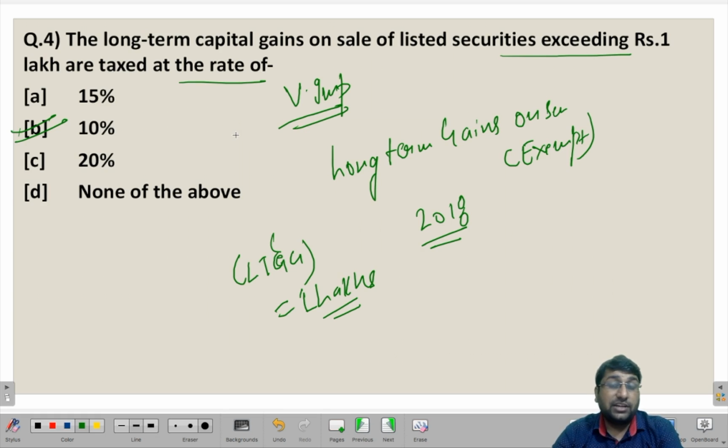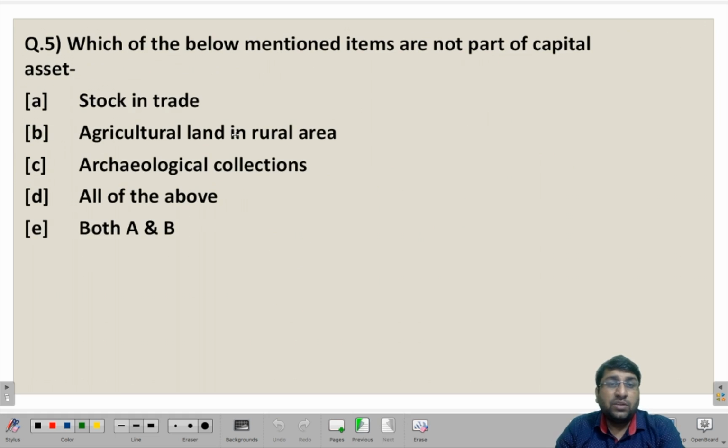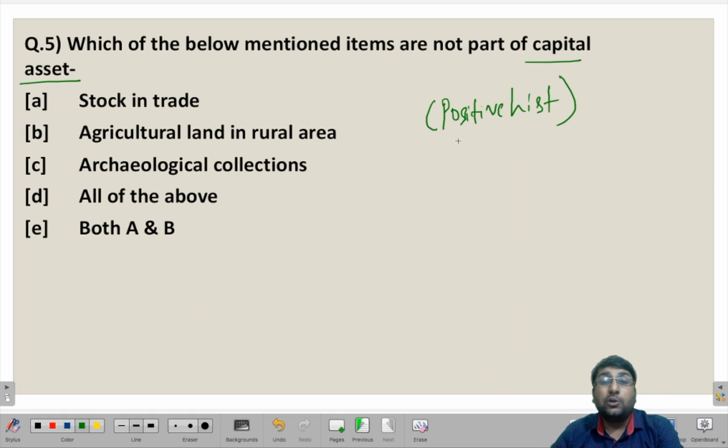Moving to the last question for the day under the topic of capital gain: the below mentioned items are not part of capital asset. Before moving to the options, I would like to tell you that in the classification of capital assets, we have a kind of positive list, where any asset not used in business but used for personal use and sold to earn some gain is classified as a capital asset. Also there is a negative list that specifically excludes certain items from being a capital asset.